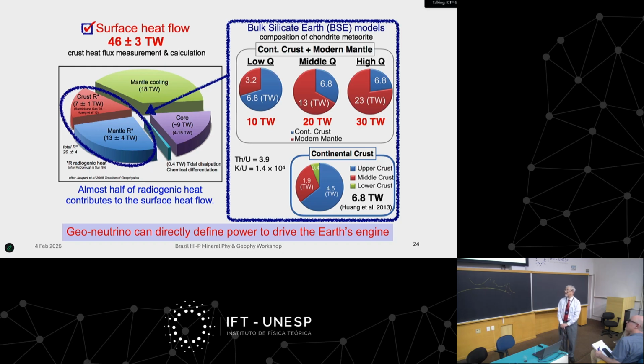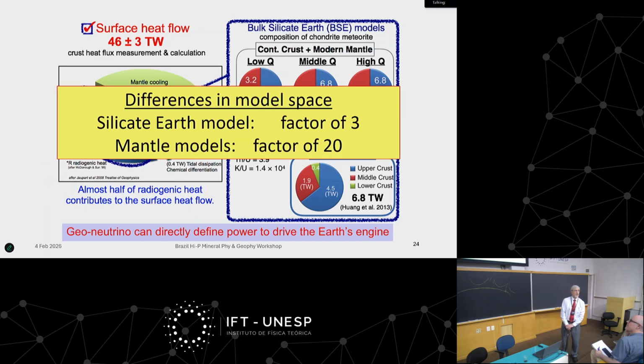Next slide. And if we don't demonstrate it, we're left with this problem. Silicate Earth models differ by a factor of 3. Is it 10, 20, or 30? But if you say it's 10 for the whole silicate Earth, and we know that the crust is 7, there's only 3 terawatts in the mantle. If you say it's 30, it's 27 terawatts in the mantle. If you add the uncertainties, there is a factor of 20 between all our models. That's the kind of level of uncertainty we're dealing with.